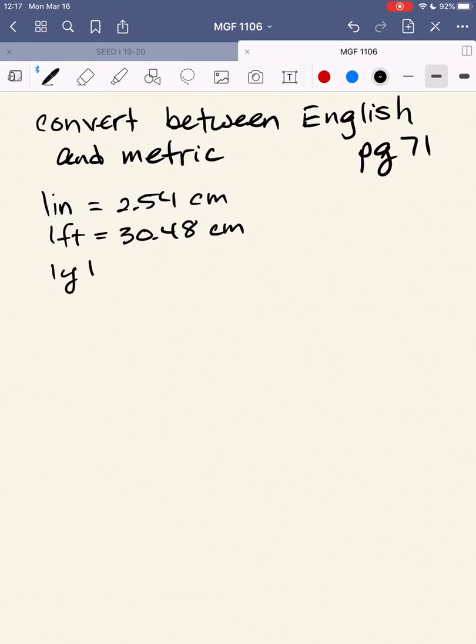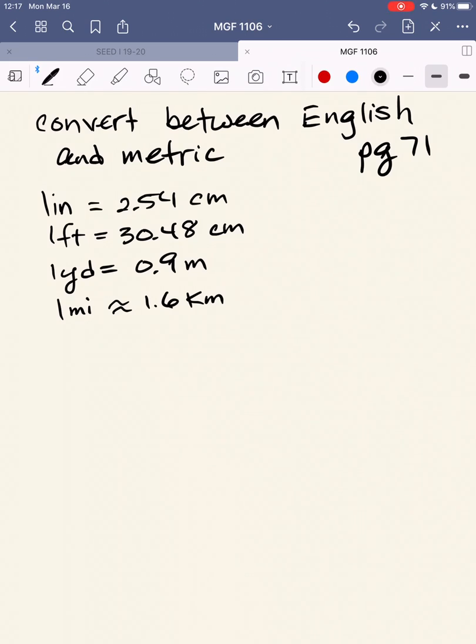1 yard is equal to about 0.9 meters. And 1 mile, they do a nice approximation on that one, because 1.6 is definitely not exactly kilometers. But these are the conversions we go ahead and use.